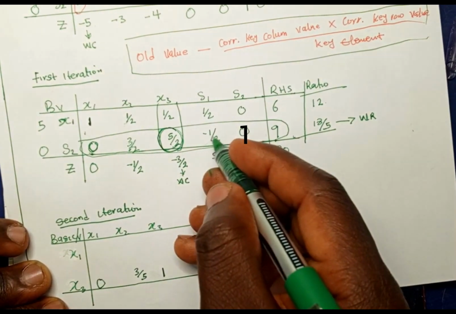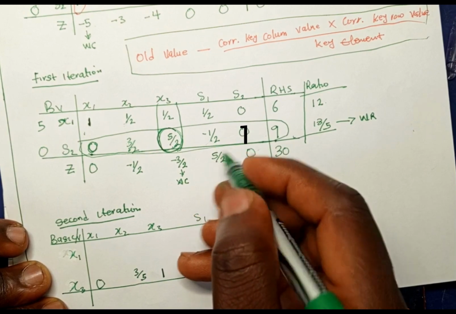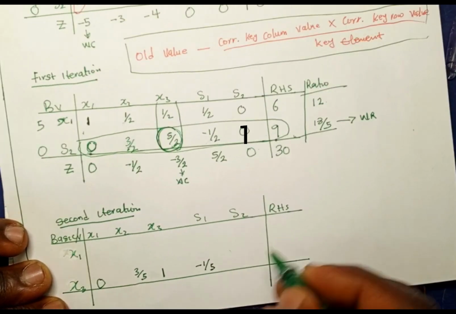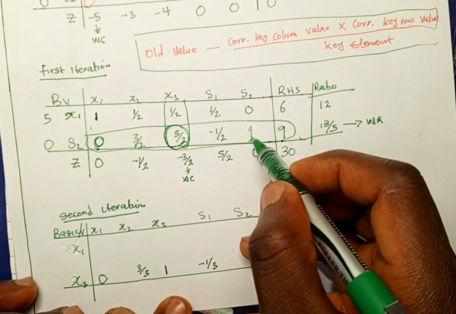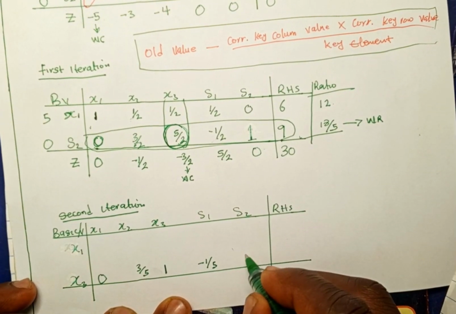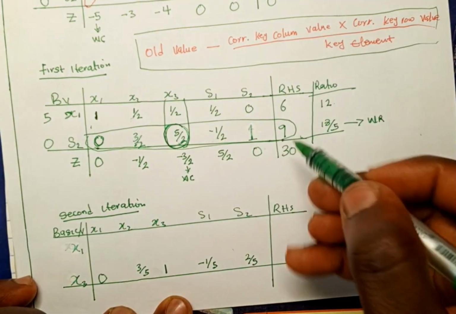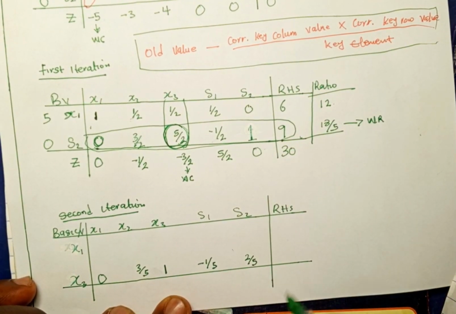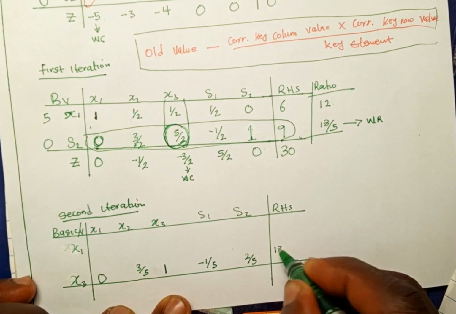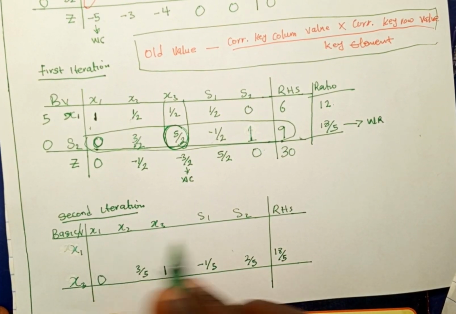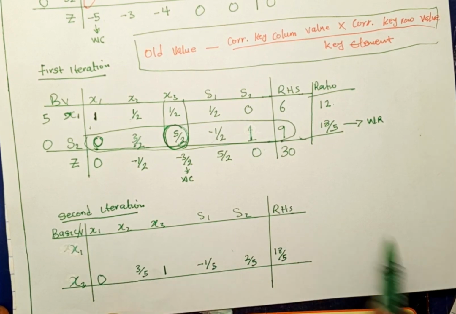Now we change this negative 1/2. Negative 1/2 divided by 5/2 gives us negative 1/5. Now 1 divided by 5/2 gives us 2/5. Then we do the same thing with the 9 here. 9 divided by 5/2 gives us 18/5. The next thing we are going to do is to find all the values for the row X1.